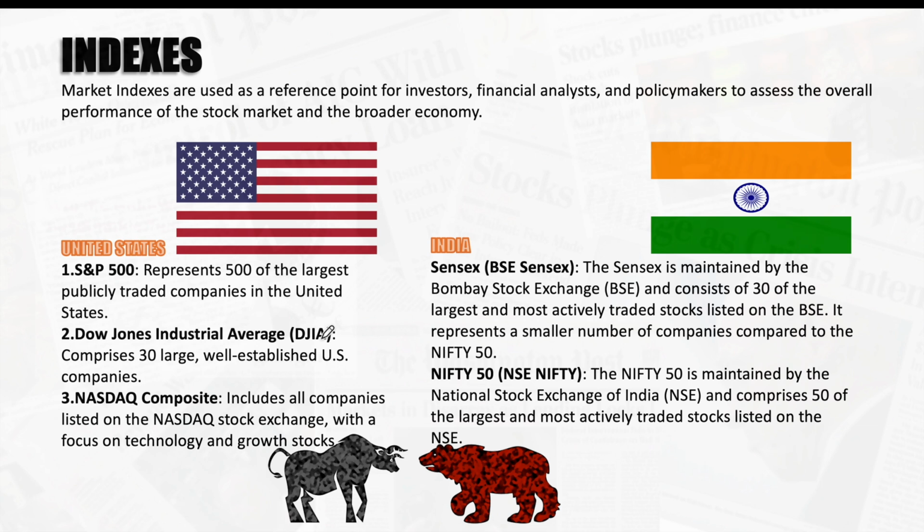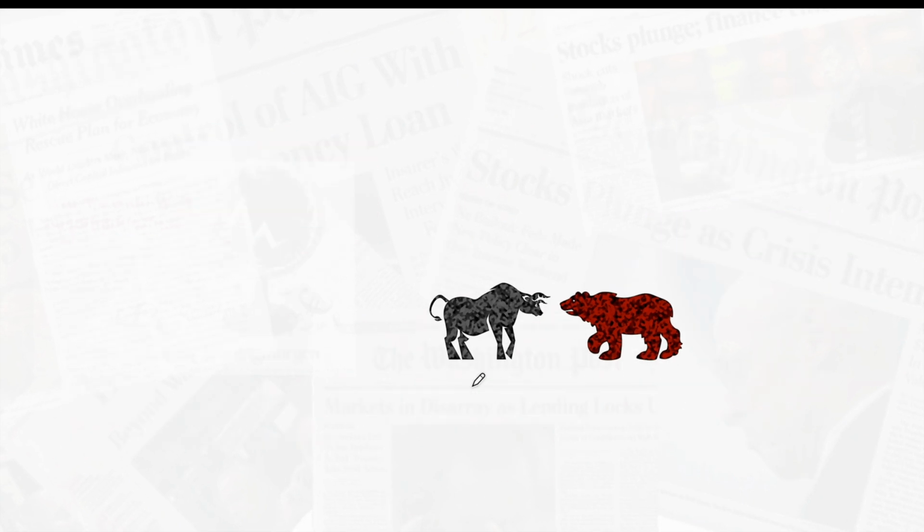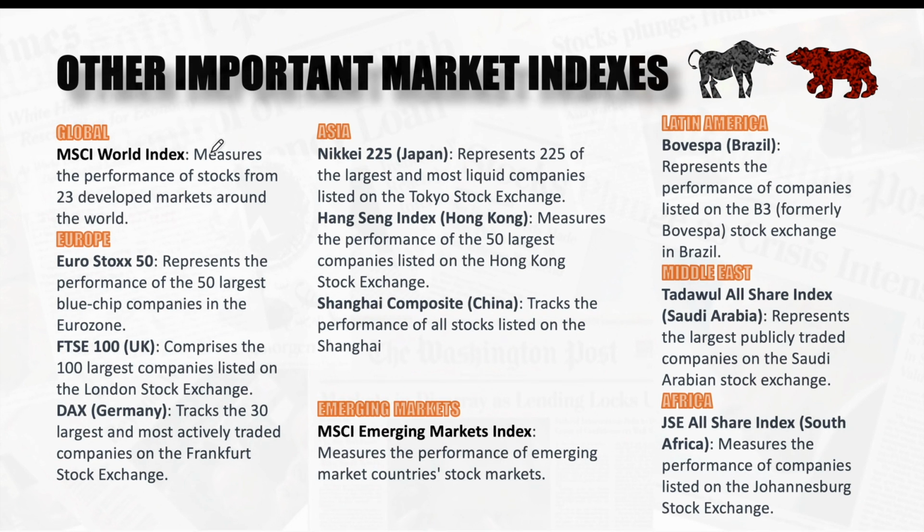Indexes. So now if we have to see whether it's a bull run or a bear run, the market indexes can be used as a reference point for investors, financial analysts, and policymakers to assess the overall performance of stock market and broader economy. So these are some of the indices which are available: S&P 500 in US, Dow Jones Industrial Average, Nasdaq Composite. In India, BSE Sensex and Nifty 50 are the two popular indexes. There are some other important market indices which are listed here. I'll not go through them, but they are listed here. You can pause and see them.